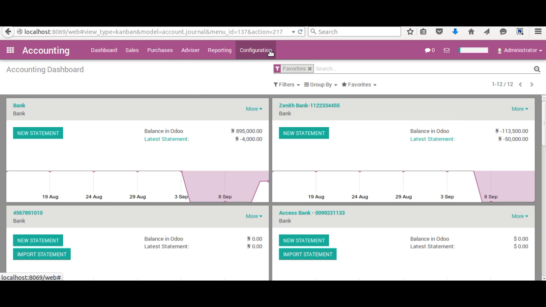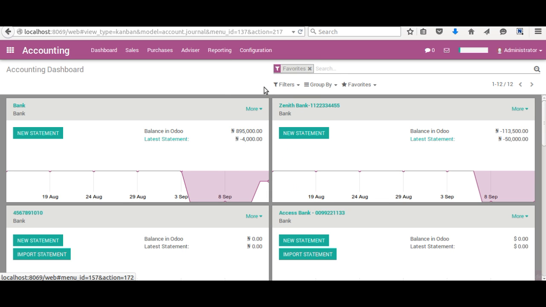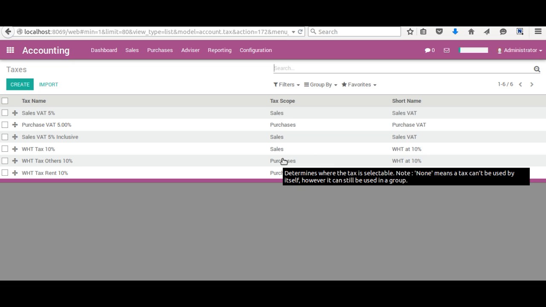And then from the dashboard, let's remind ourselves about how to configure taxes again. So I'll go to configuration and then I go to taxes. Now notice that I have set up a withholding tax at 10%. So we'll be talking about withholding tax that is based on a tax scope called purchases.